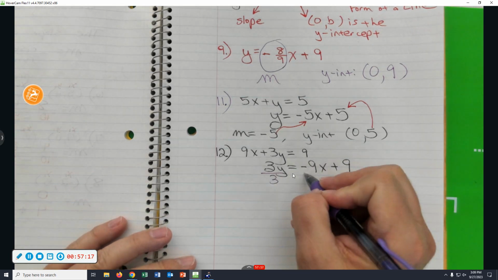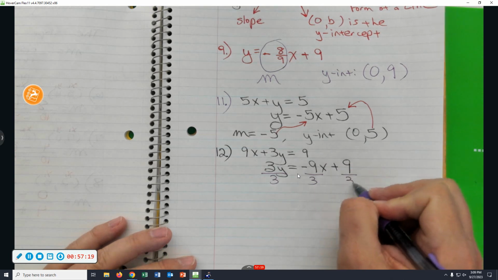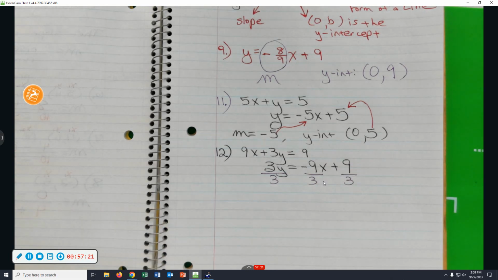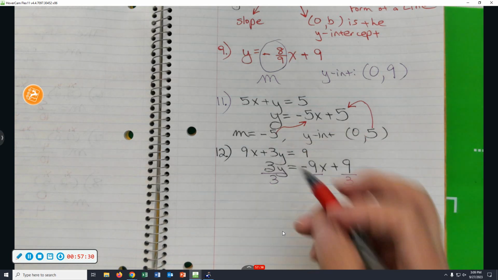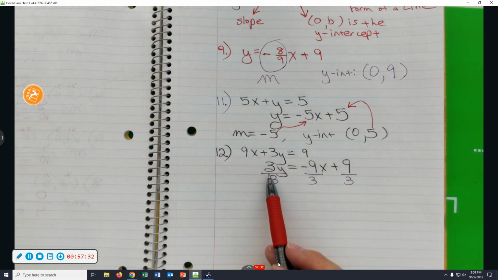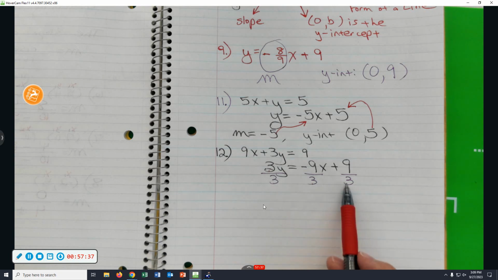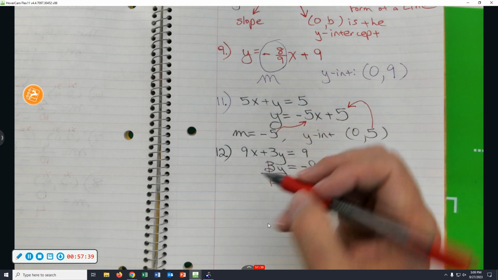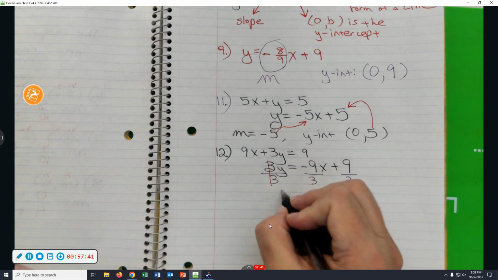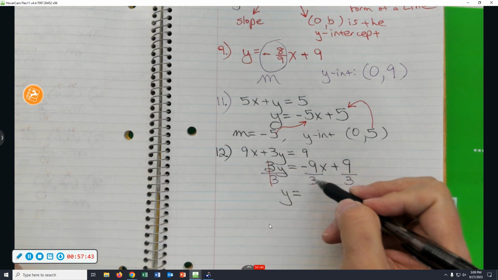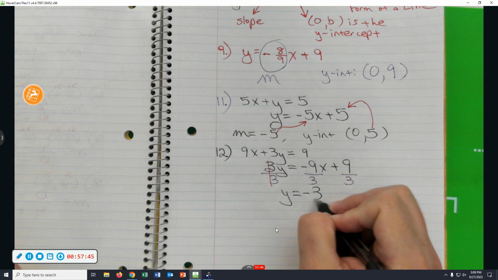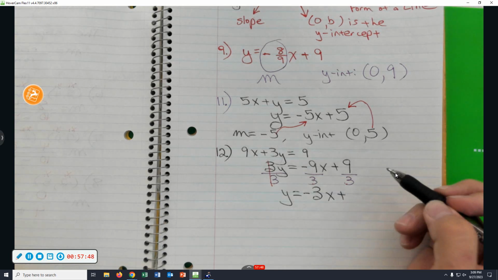Notice, I'm basically multiplying 3 by 1/3. I'm dividing, you divide every term by that 3. The other option is to factor a 3 and cancel. That would be too much work in my opinion. So the easy thing to do is just whatever that y coefficient is, divide every term by that. That's then going to give us y equals negative 9 divided by 3 is a negative 3x plus 3.